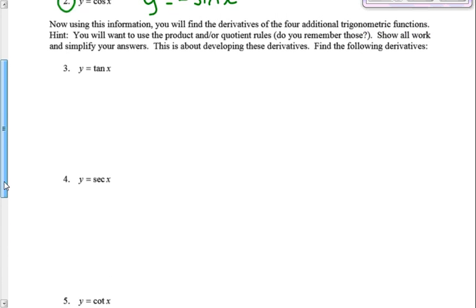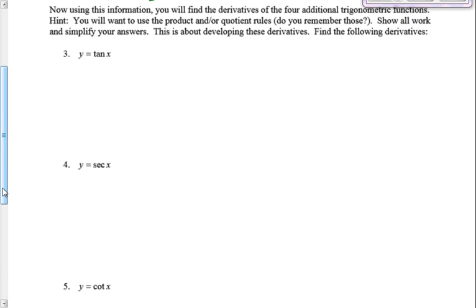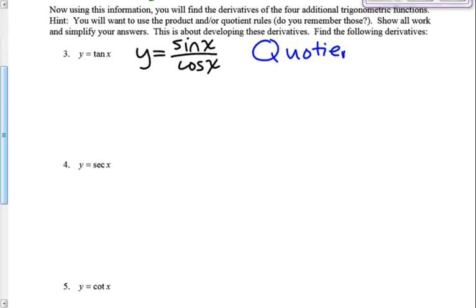So let's go ahead and do tangent together, and you'll do some of these on your own. First thing that I need to do is rewrite tangent in terms of sine and cosine. So tangent is sine of x over cosine of x. And when you look at that, we have a special rule that we need to use, and that is the quotient rule. So we have a quotient. We have to use the quotient rule unless I rewrite it to make it a product. I'm going to leave it just like this.